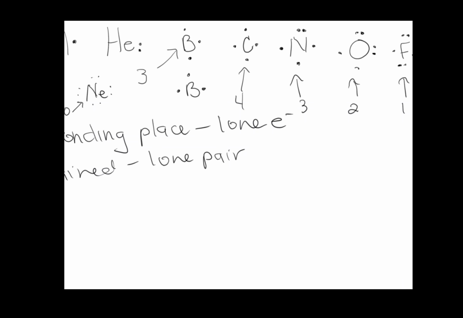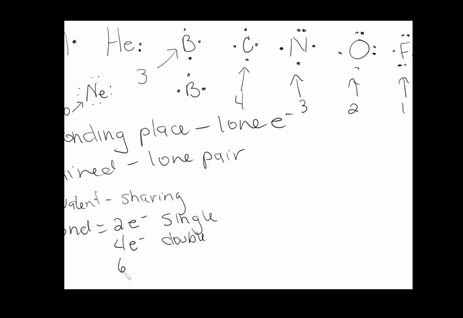So, in order to form a bond, you have to combine electrons, and a covalent bond is sharing. And to make a bond, you have to have 2 electrons. That would be called a single bond. If you have 4 electrons shared between the same 2 atoms, that would be a double. Or if you have 6 electrons shared, that would be called a triple. All right, but this is how you figure out the valence electrons and the bonding places, if you will.